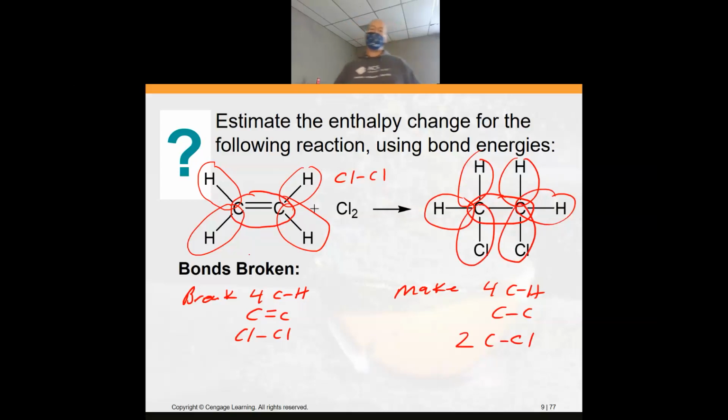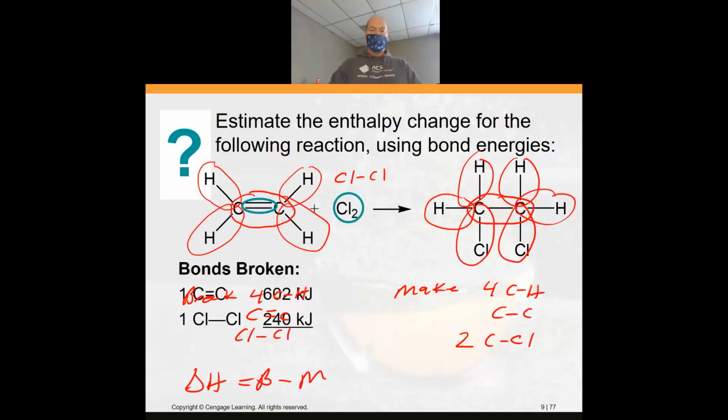All right, so you're going to get your chart. You're going to have an energy for this, like 411. You're going to have energy for this. You're going to add them all up. You're going to have your breaking energy, and then you're going to take 4 times that number, plus that one, 2 times that number, add them all up. And your delta H is going to be your breaking number, this number added up, minus your making number, this number added up. And that's going to be your delta H for this reaction.